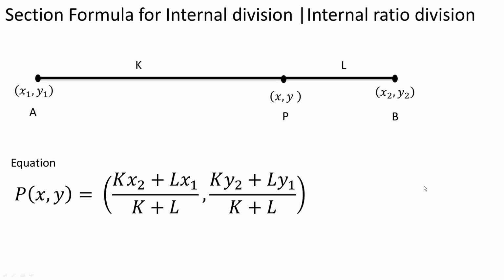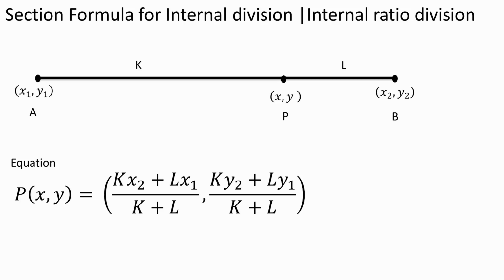In this video, we will go over internal ratio division, and we will derive this equation right here. So let's say A is this point right here, B is this point right here, and I say that P is somewhere in this line. I'm going to say it's right here, and I know the ratio between K and L. It's a ratio. So let's say this could be like 3x and this could be 1x. So the length of AP is 3 times the length of PB.